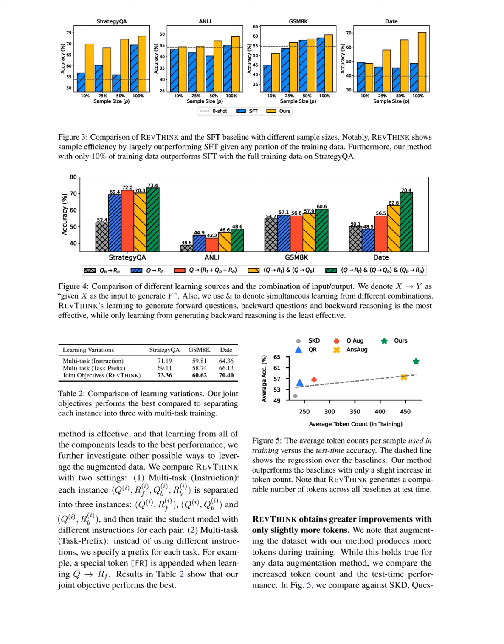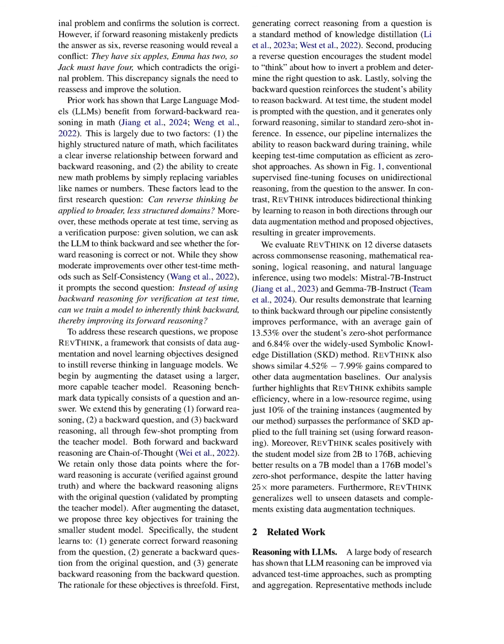REVTHINK demonstrates improved sampling efficiency, as evidenced by its ability to outperform the symbolic knowledge distillation (SKD) method even when trained on only 10% of the data, showcasing its effectiveness in low-resource scenarios. Additionally, REVTHINK generalizes well to unseen datasets, achieving superior performance on out-of-domain tasks, which indicates its adaptability and robustness in various contexts. Overall, REVTHINK not only enhances reasoning capabilities, but also ensures efficient use of training data and better generalization to new problems.